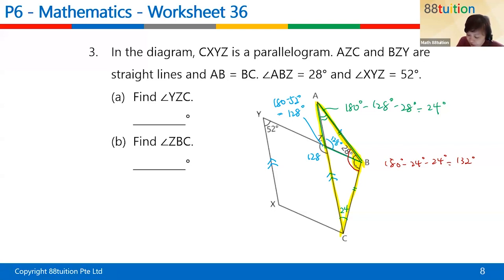So this 132 is for the two angles of 28 plus something, you see? This plus this equals 132. So now you use 132 to minus away your 28. Okay, minus 28 equals to 104. And this one is 104. Like that. YZC is 128 for this reason.